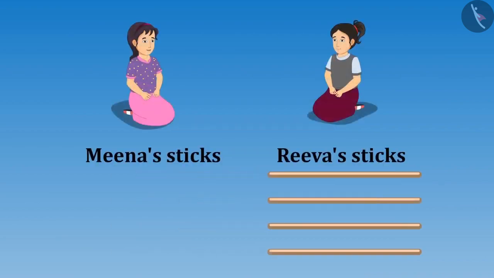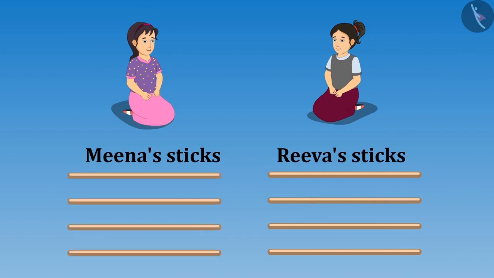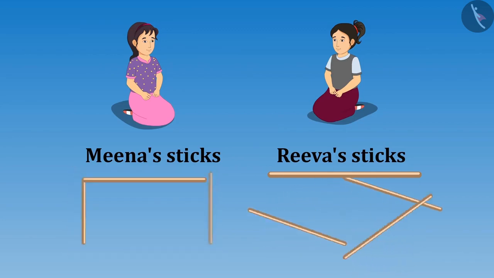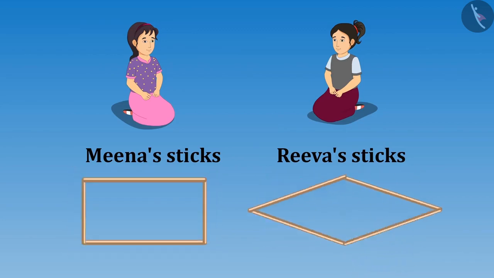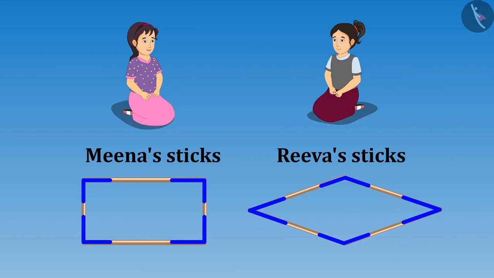Absolutely right, Riva. Come on, we will form a figure with 4 sticks of equal length. So here are your 4 sticks and here are my 4 sticks. Then Meena and Riva formed figures with their sticks and showed it to each other. Did you see, Riva? There are 4 corners in our figures and these 4 angles are formed in 4 different corners. Still, both have different shapes.